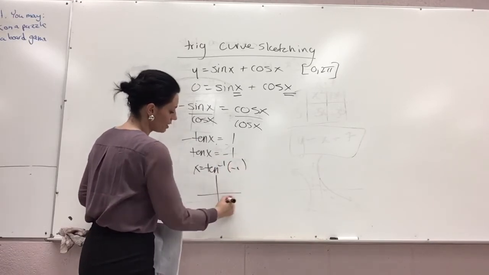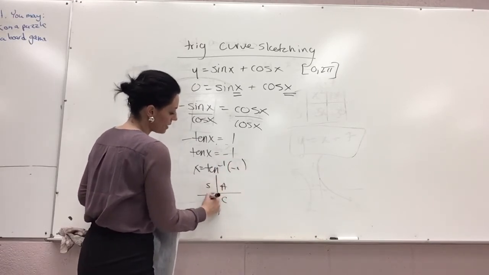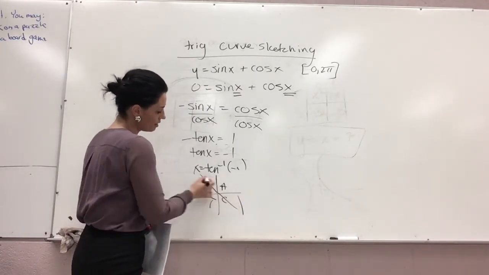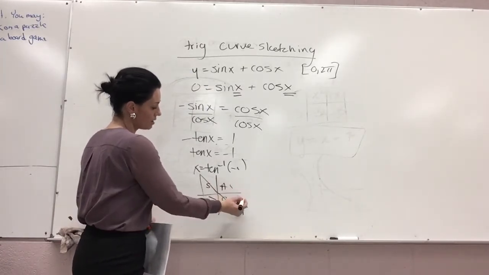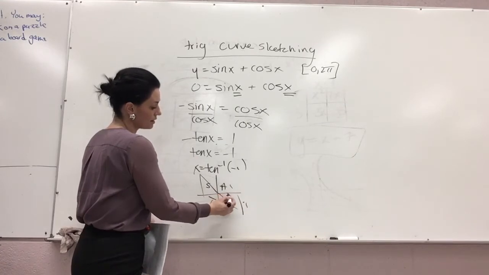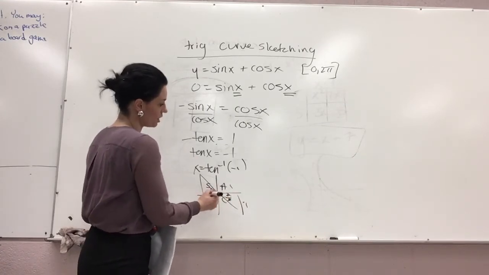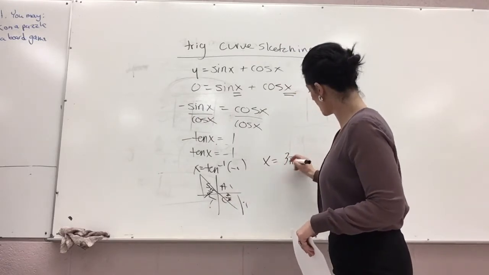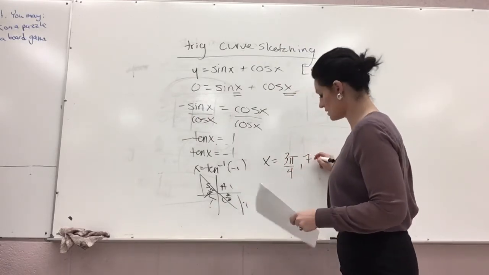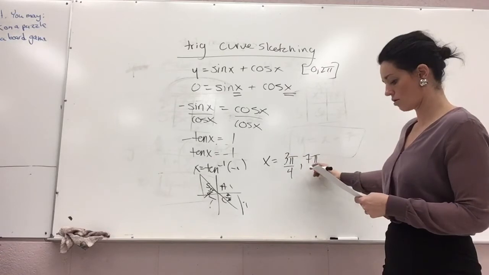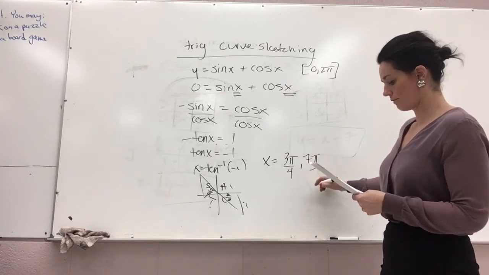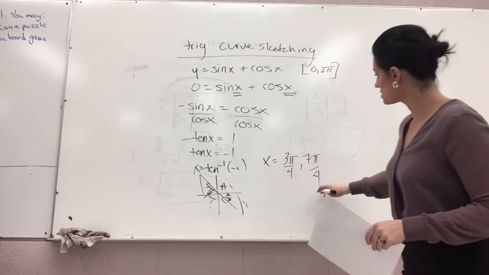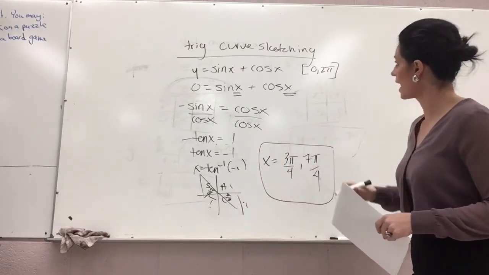Okay, so I use my CAST rule, I'm looking for where tan is negative, so I'm going to look here and here. Tan is y over x. This is a pi over 4 triangle, so x equals 3 pi over 4 and 7 pi over 4, because that's going to be 8 pi over 4. Okay, so those are your x-intercepts.